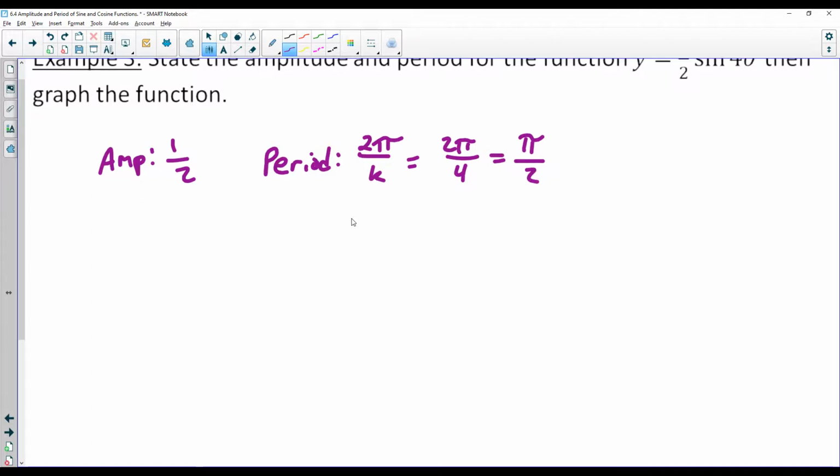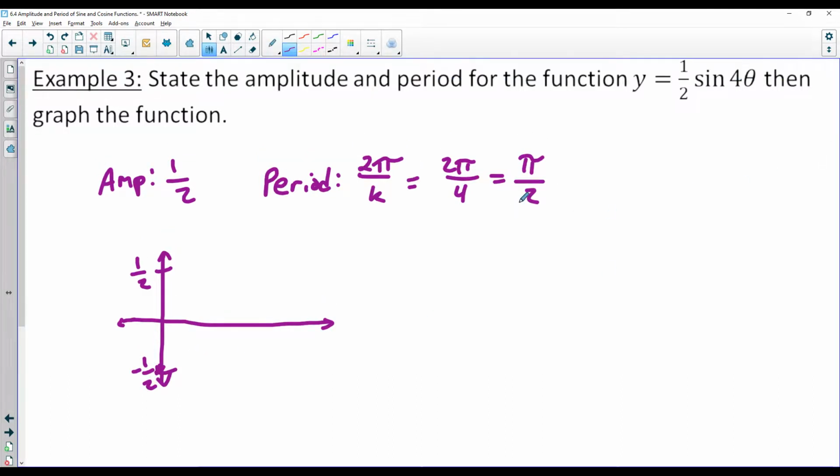And so if we graph this thing, now that our amplitude is 1/2, the highest we're going to go is 1/2, and the lowest we're going to go is -1/2. All right, and then our period is pi halves. So all the way out at the end, we're at pi halves, middle, cut the halves in half. You could graph it here if you wanted.